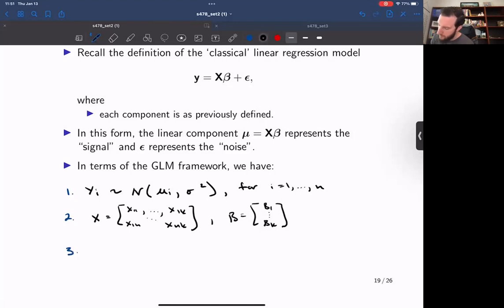Okay, and then the last thing we need is the link function. So we're going to say that g, which is the link function, is the identity function. And in this case, we have g of mu i is equal to mu i, which is equal to x_i transpose beta.